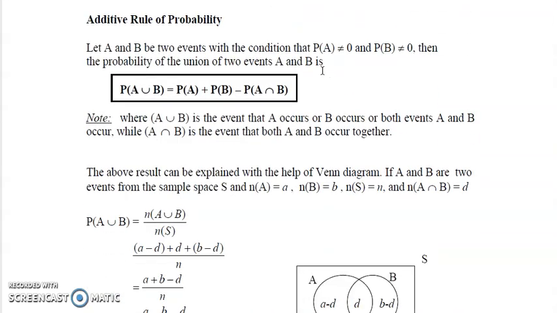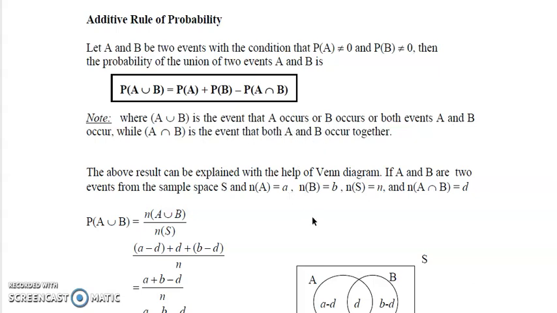Okay, for the additive rule of probability, you can see from here we are having 2 events, and the condition that we must fulfill is that the probability must not equal 0. The probability of the union of 2 events is this: probability of A union B will be equal to probability of A plus probability of B minus probability of A intersect with B. Where A union B is the event that A occurs or B occurs, or both events A and B occur. A intersect with B is the event that both A and B occur together.